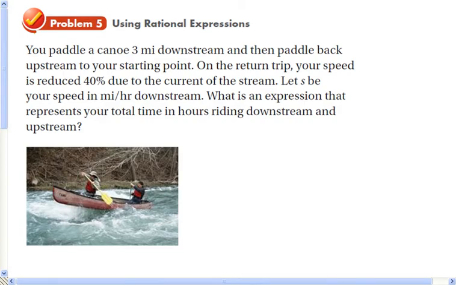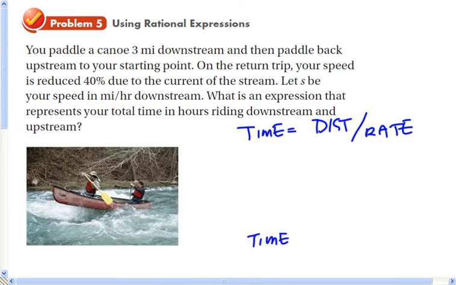All right, one more problem here. Using rational expressions, we're going to represent the total time it takes to ride downstream and upstream. And usually when you're going upstream, it's a little bit harder because you're going against the current, and that's the case here. The idea here is that if you take your distance divided by your rate, that's going to equal your time, and that's what we want. But we need a total time going downstream and upstream, so we actually have to add two times together to get our answer. Our time downstream plus our time upstream.